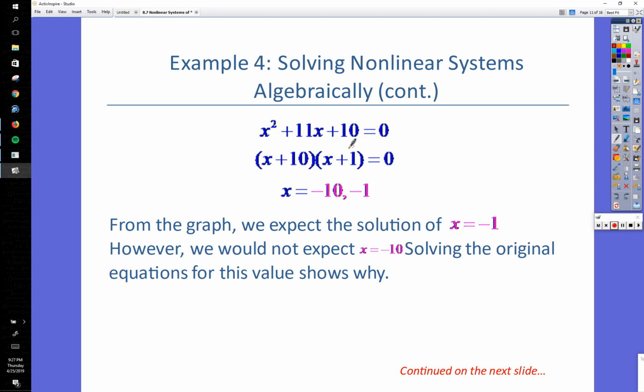Should be factorable. If not, use the quadratic formula, but this one's fine. We can factor it to 10 and 1. And so we get negative 10 and negative 1 are my x values. Okay, so now what we want to do is find the y values. And so we're going to plug negative 1 and negative 10 back into one of those two equations so we can find our y values.